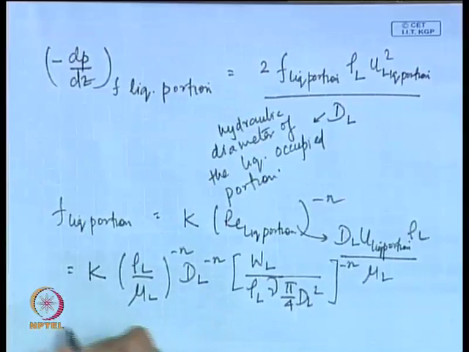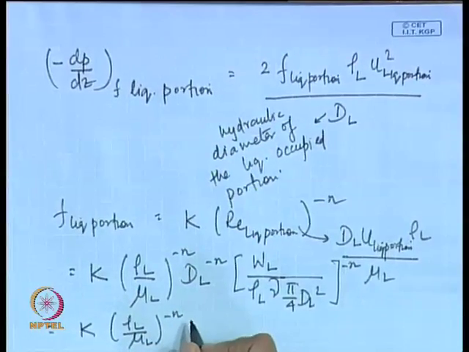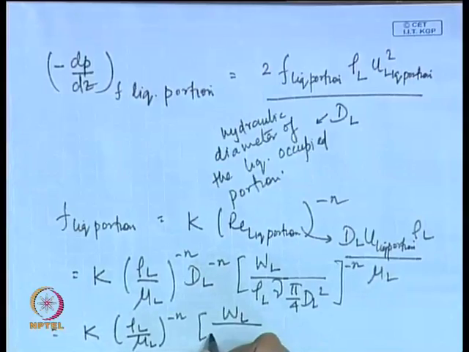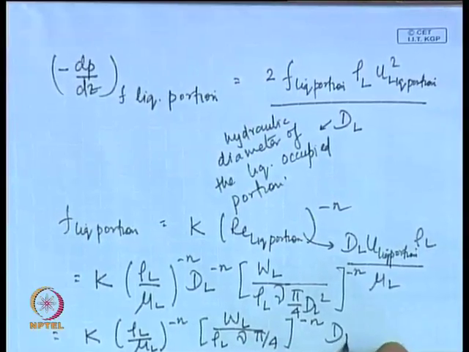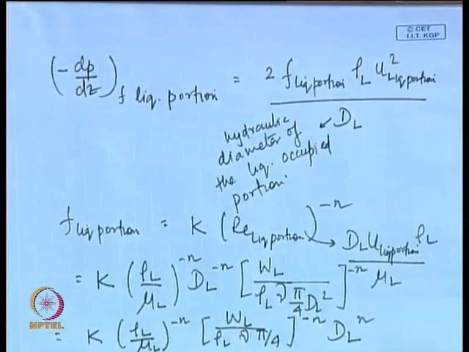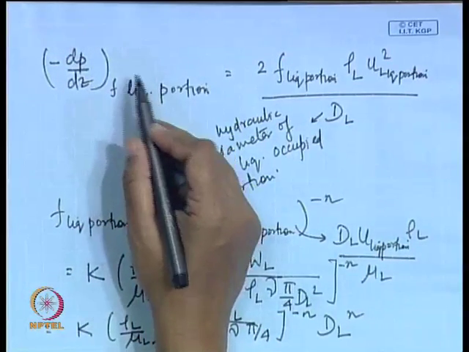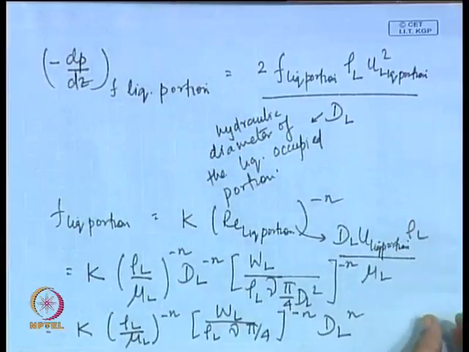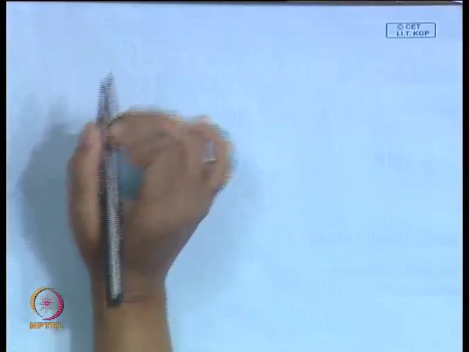Okay. So, in other words, this can be written down as, it is just some simplifications that I am doing, W L by rho L gamma pi by 4 whole to the power minus n, dL to the power minus 2 plus 2n minus n. So, it becomes dL to the power n, correct. So, this is for the friction factor. So, if we substitute f here, we get the minus dP dz frictional for the liquid portion. Just do it and see what you are going to get. In the same way, we can write down minus dP dz frictional for the gas portion also. Okay, that we will do later.